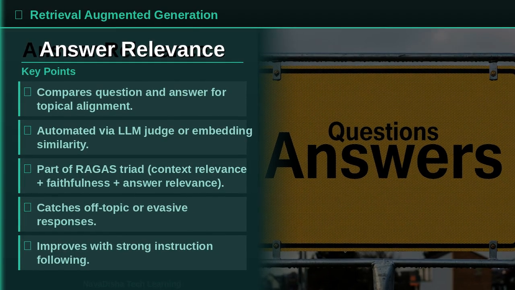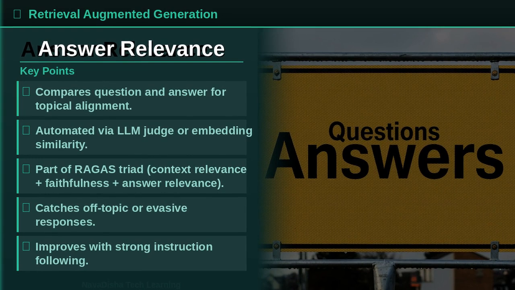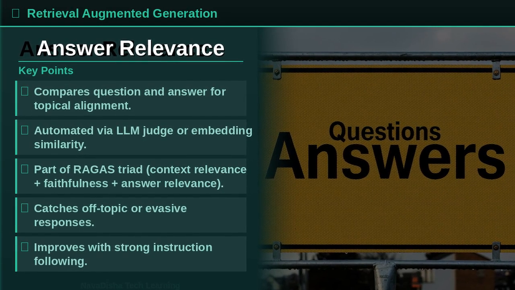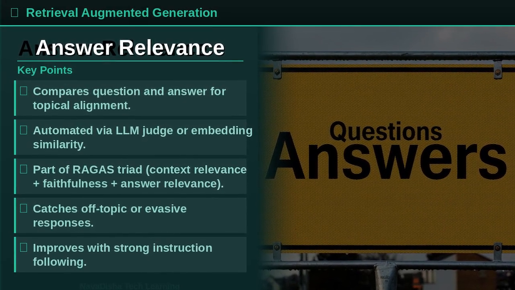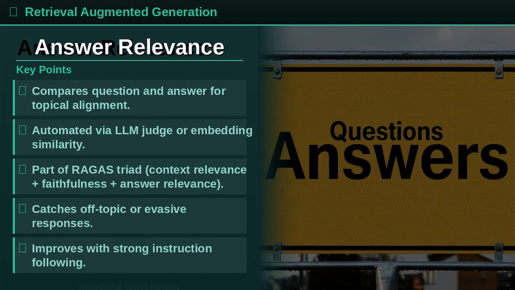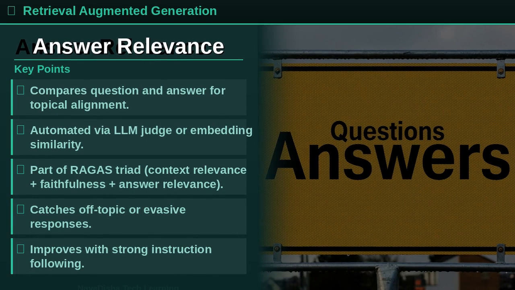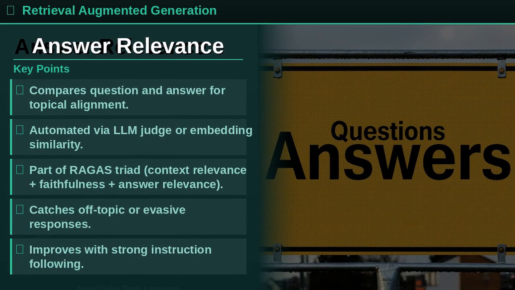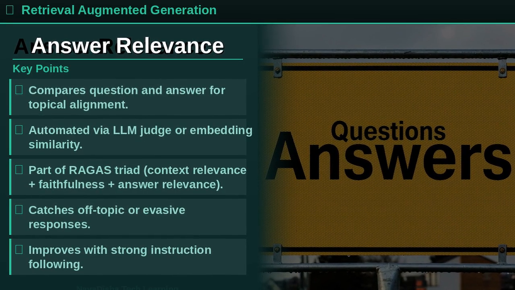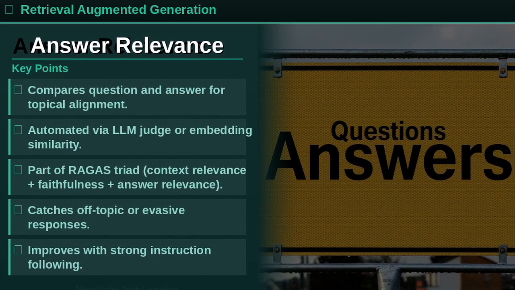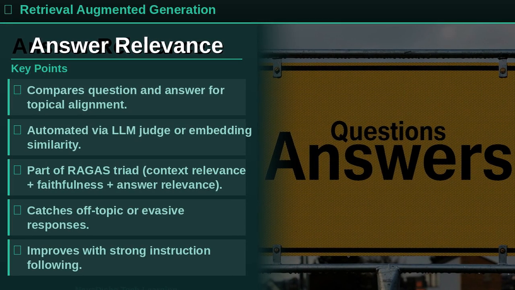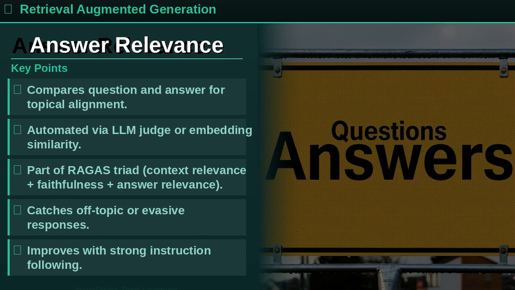Here are the key things to know about answer relevance. Point 1. Compares question and answer for topical alignment. Point 2. Automated via LLM judge or embedding similarity. Point 3. Part of RAG's triad, context relevance plus faithfulness plus answer relevance. Point 4. Catches off-topic or evasive responses. Point 5. Improves with strong instruction following.